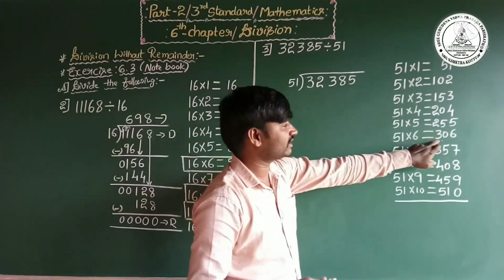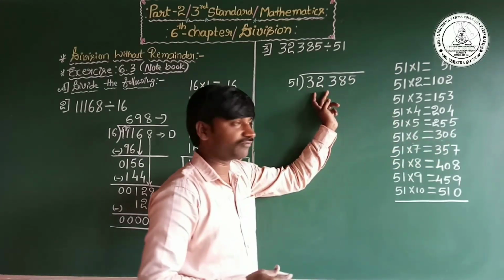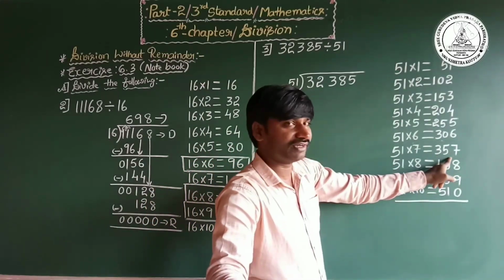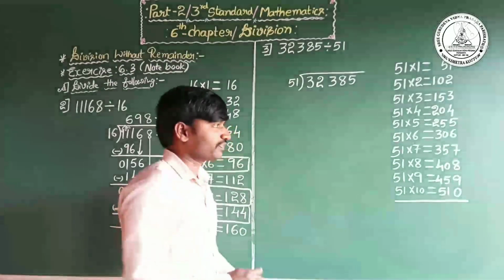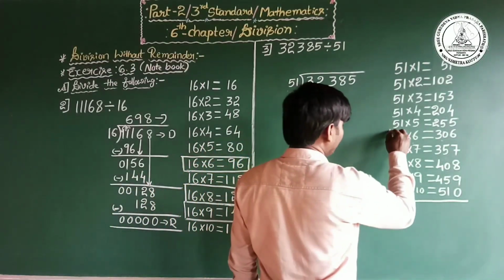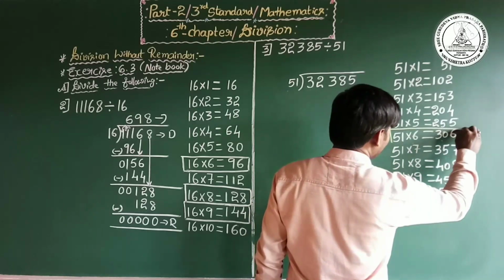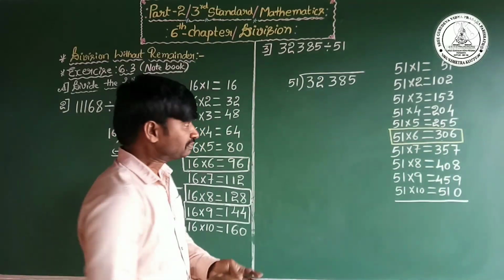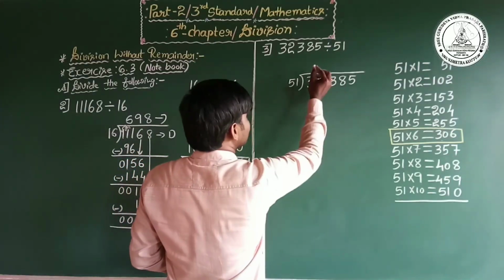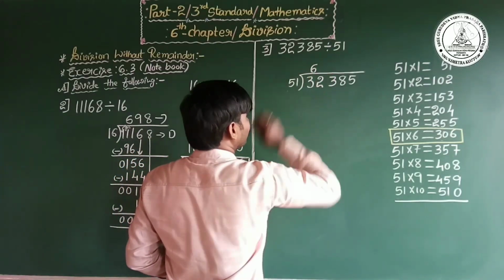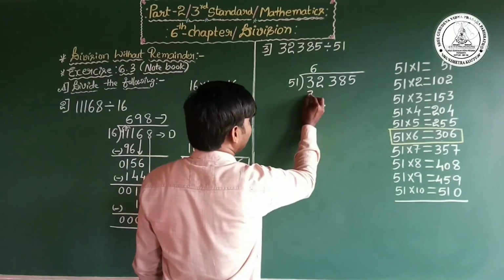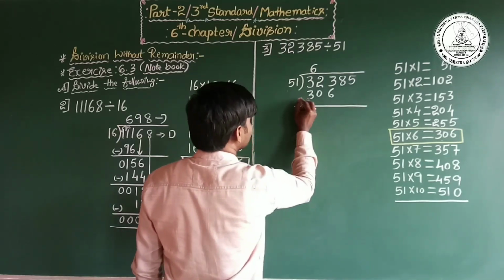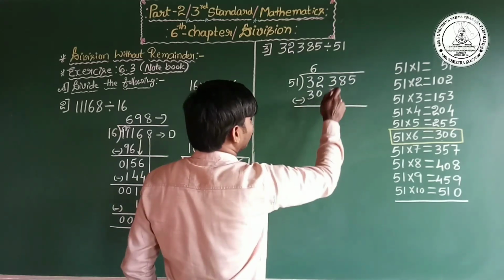Here 51 6s are 306, that is the nearest number in comparison to 323. Here 51 7s are 357, that is a bigger number. You take the nearest number, 51 6s, 306. That is good. Yes, dear student, 51 6s are 306.